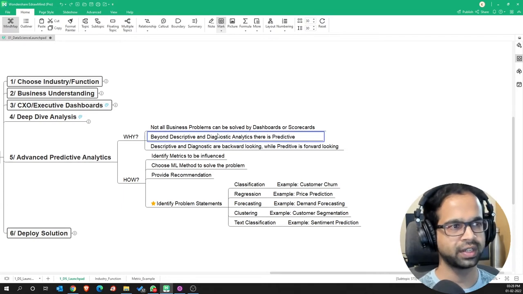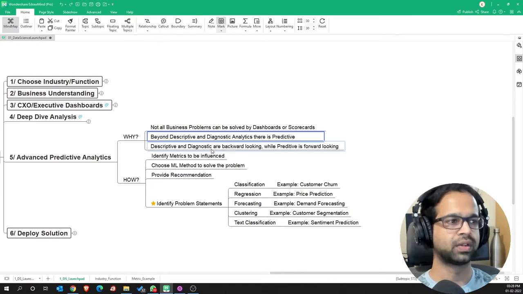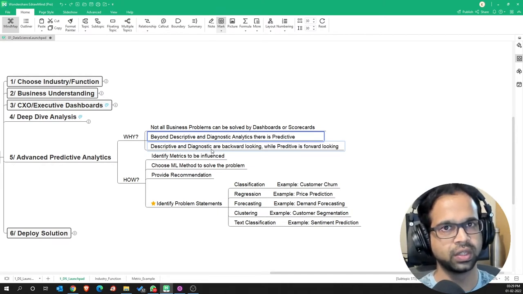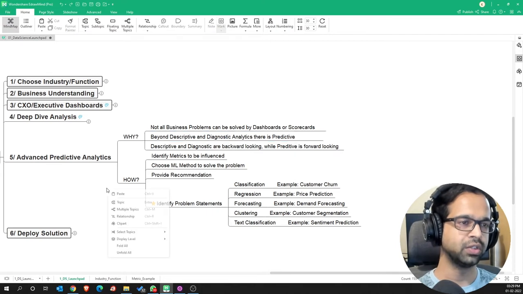Beyond descriptive and diagnostic analytics, there is predictive. Descriptive and diagnostics are backward looking, while predictive is forward looking. There's also prescriptive, where you tell the business what to do and they get a chance to decide whether to take that particular action or not.